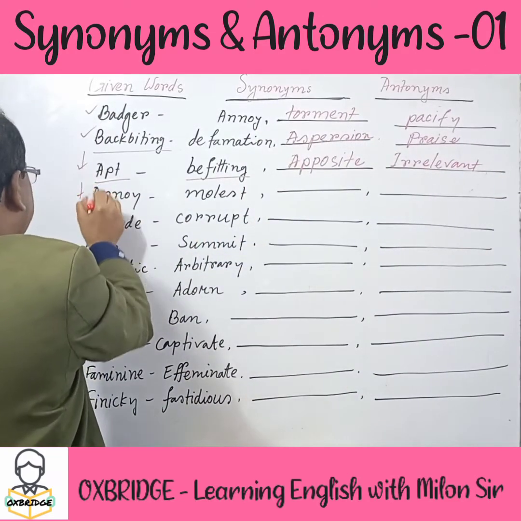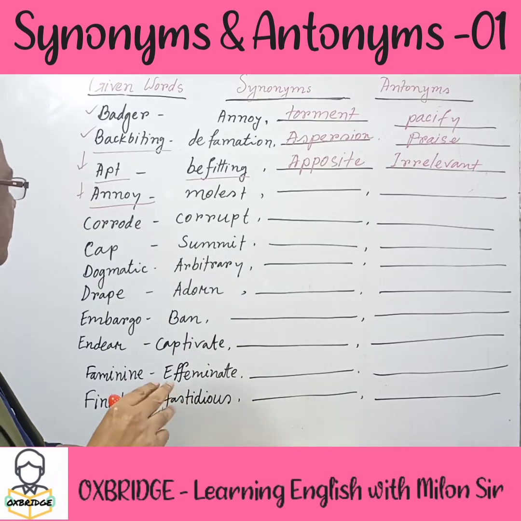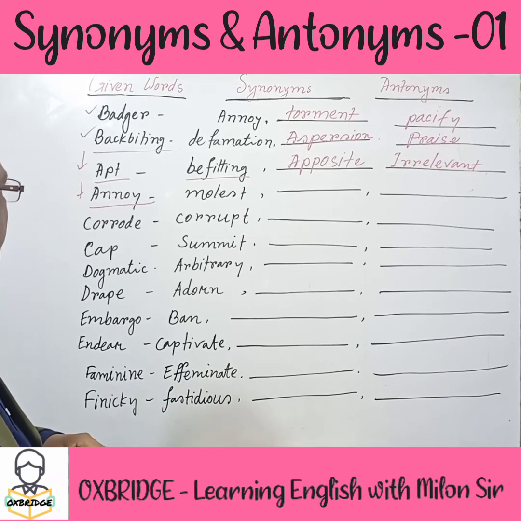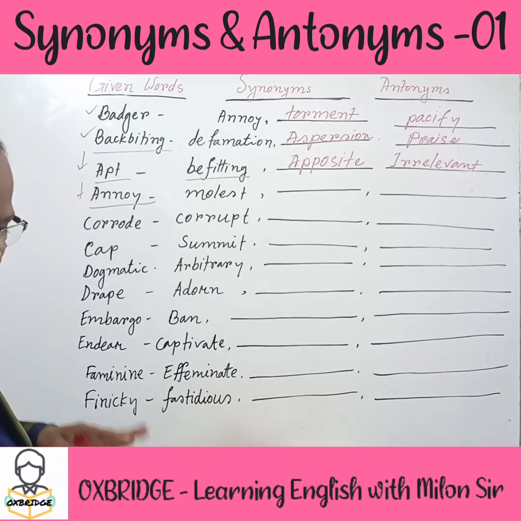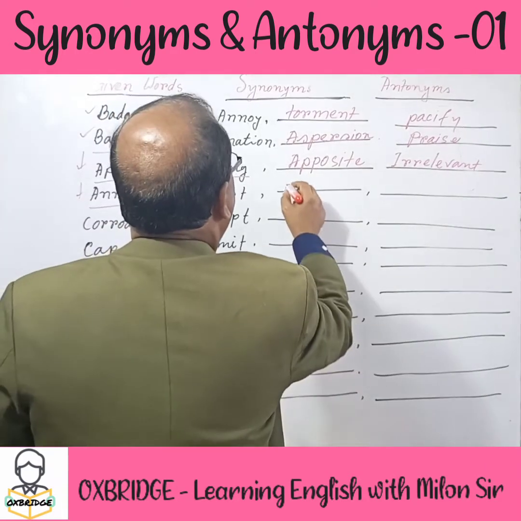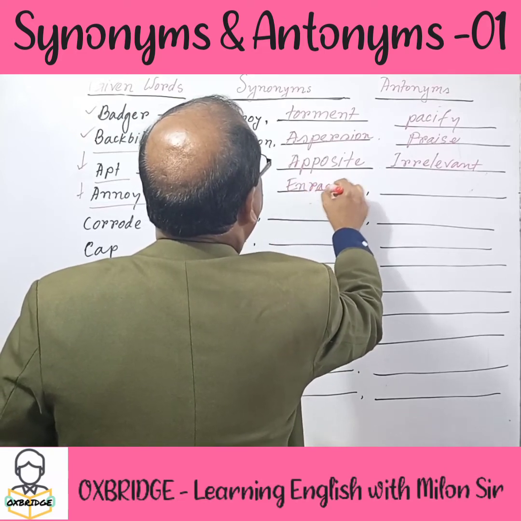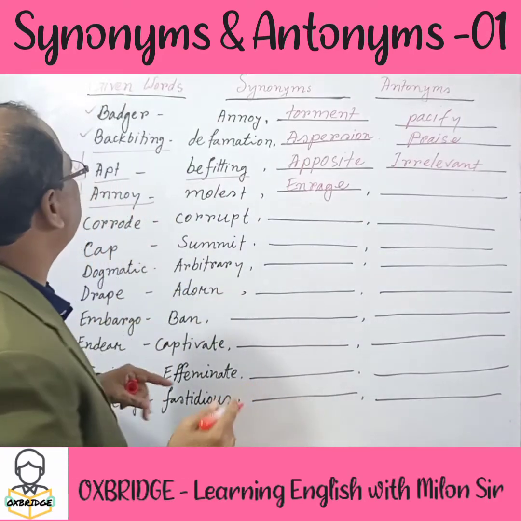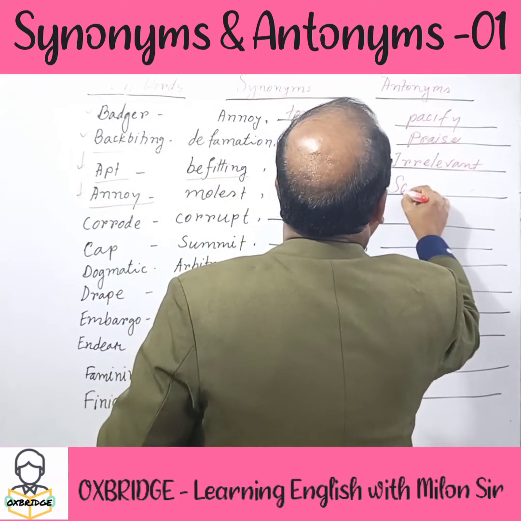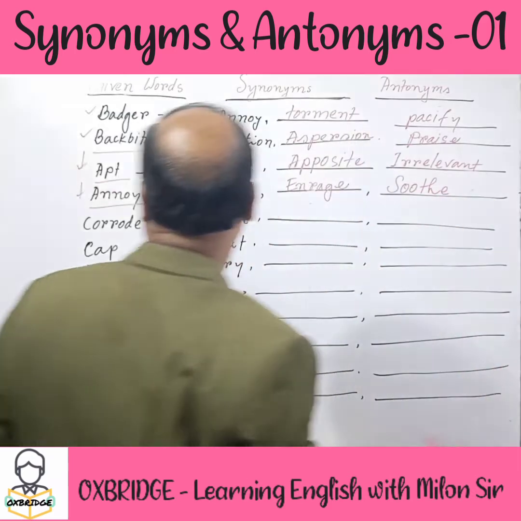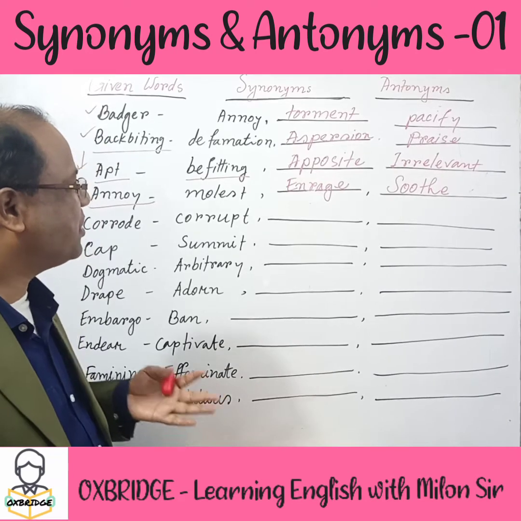Dear guys, our next one to discuss is annoy, A-double-N-O-Y. Annoy means to molest or to disturb. For a synonym we can write enrage, E-N-R-A-G-E. So annoy means molest or enrage, and the antonym here we can write is soothe, S-O-O-T-H-E. Soothe means to pacify. So annoy, molest and enrage are the synonymous words, and their antonym is soothe.